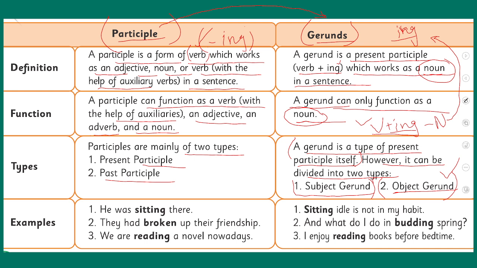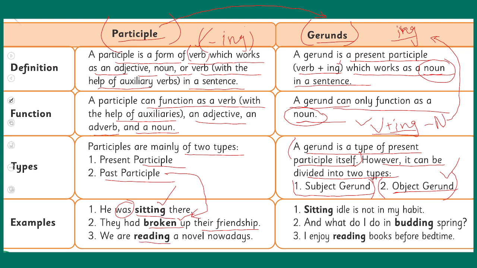So let's go further. Here we have the examples of the participle, like "He was sitting there." So here, sit is a verb with the help of an auxiliary plus the ing form. That's why the participle is used here. "They had broken up their friendship." So why the broken? Because it is a participle, the participle of past tense. That's why there are some regular and irregular participles. So here the participle becomes en instead of ing, and it's actually the past participle.